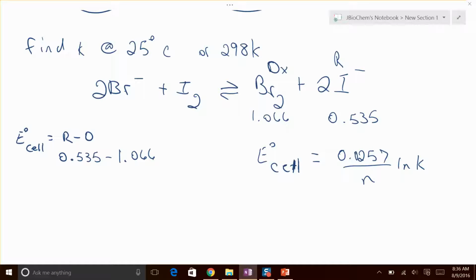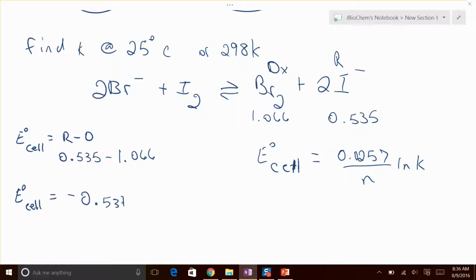First, we need to determine the E naught of the cell. 0.535 minus 1.066 is negative 0.531. Okay, so we get E naught equal to negative 0.531.